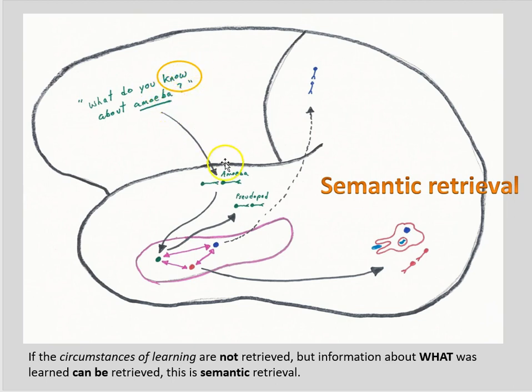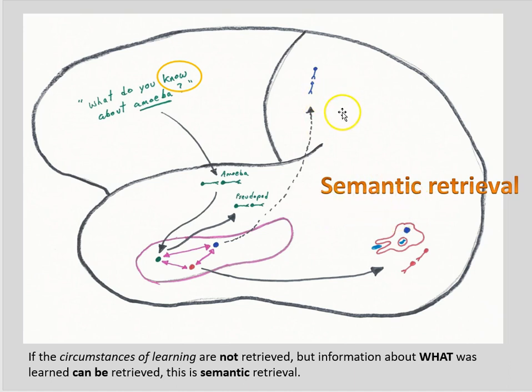On the other hand, if somebody asked us, what do you know about amoeba? Here again, the same kind of cue is going to reactivate a memory trace, but it may well be that we don't activate all of the details of the learning experience. We might just activate the knowledge. We might just reactivate the memory traces associated with what an amoeba looks like and what the sound of the word amoeba is and some basic facts, but we're not reliving the experience. And this we're going to call semantic retrieval.